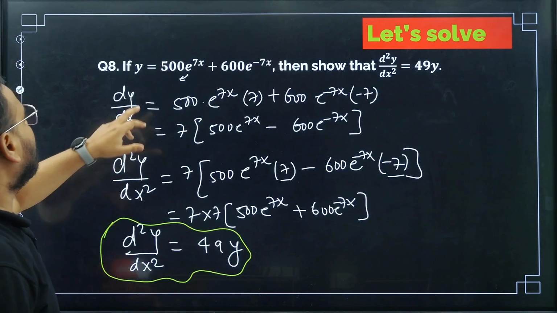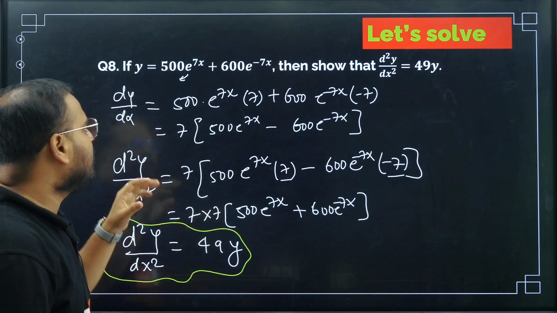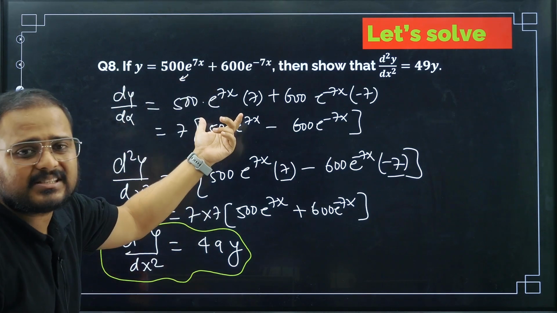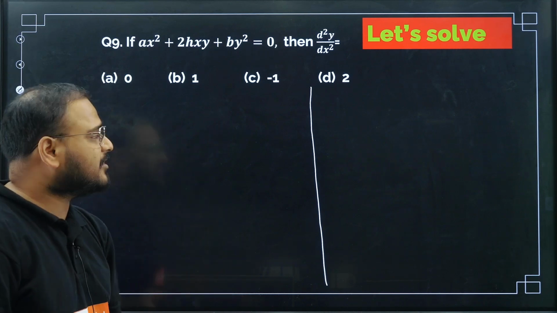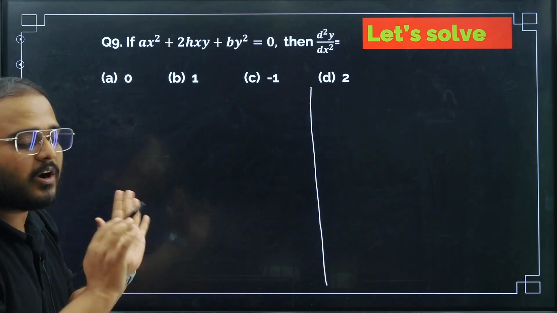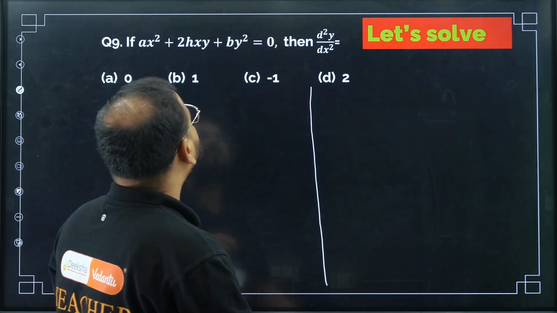So look at the previous question. I had the value of y, so an explicit function was given. Y can be written explicitly in terms of x. But in this situation, it's not an explicit function. It is an implicit function. So that's why we have to do some modifications over here. Let's see what we can do.